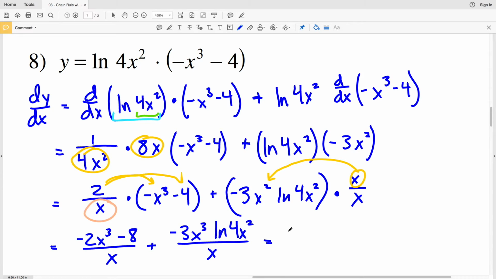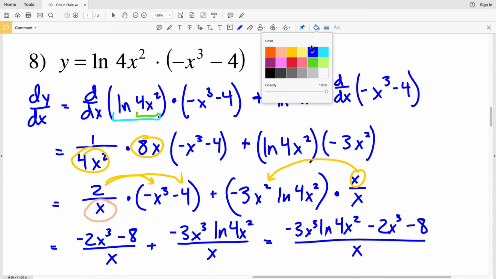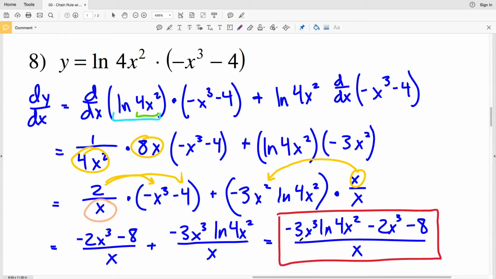So now you can see that because I have my terms over a common denominator, I'll be able to simplify. So I'm adding my numerators together. I'll have negative 3x cubed times the ln of 4x squared, that second numerator, and then I'll add that to negative 2x cubed minus 8, which will be minus 2x cubed minus 8. And that's all over x. So the derivative in number 8, dy dx, is negative 3x cubed times the ln of 4x squared minus 2x cubed minus 8 all over x.